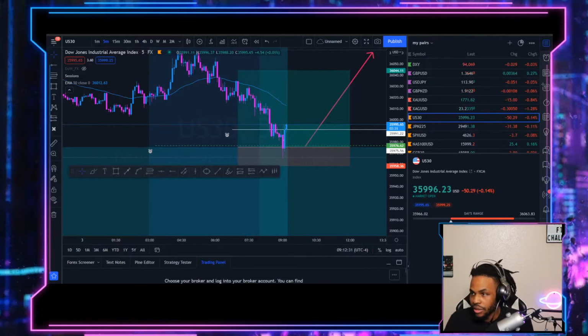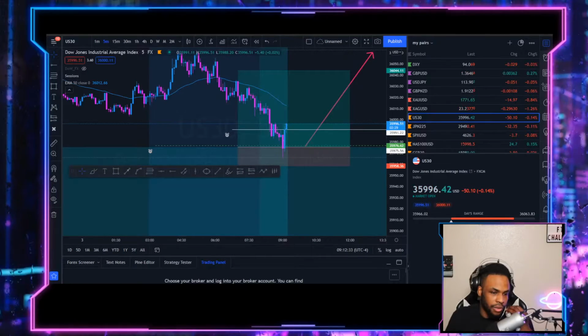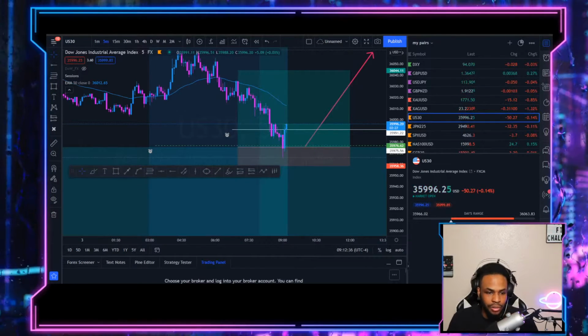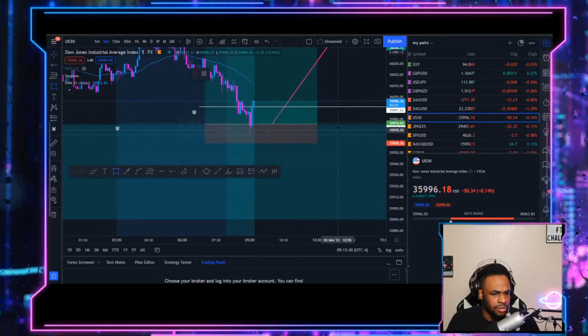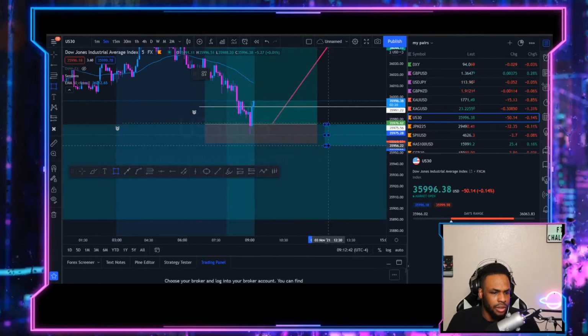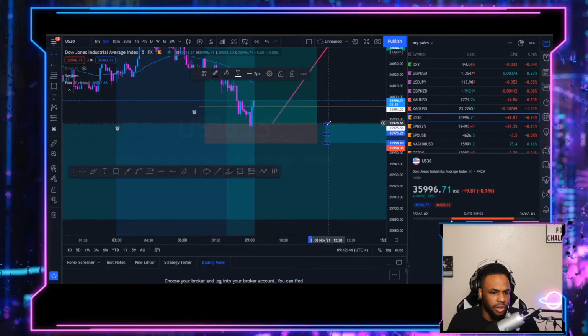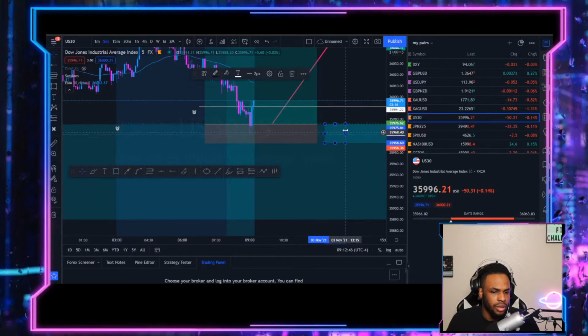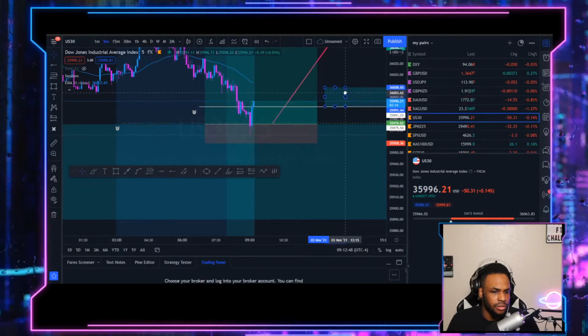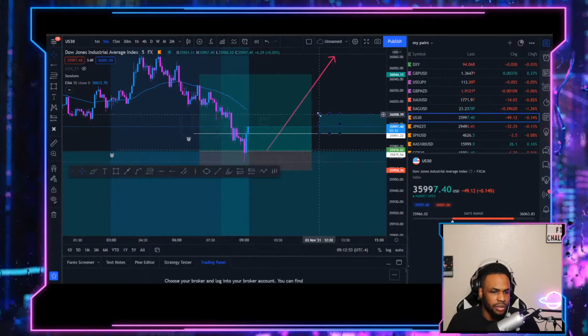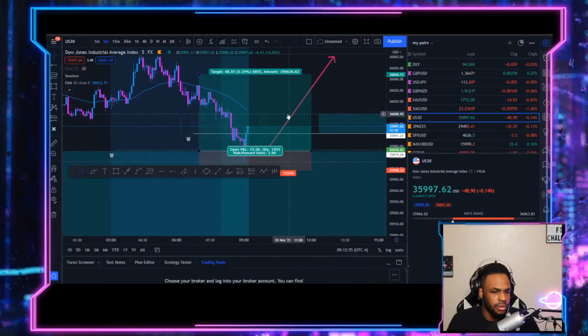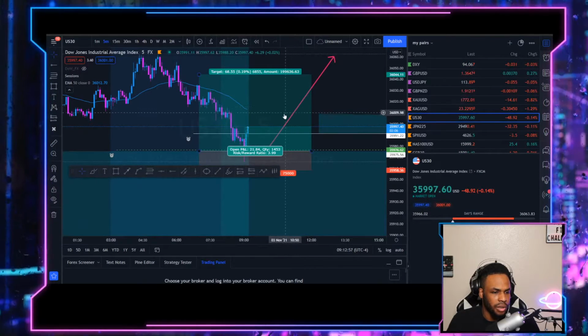All right, so anyways, I'm going to go ahead and tell you what we got going on today. Right now we're in the US 30 trade. I caught a pretty nice entry on it on a 1 hour order block. I don't know how far it's going to run, but hopefully we can move the second stop loss to break even.